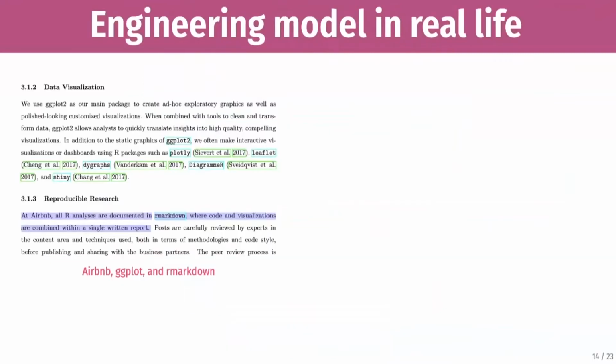So this does happen in real life. This is not just something that academics care about. For instance, Airbnb published a paper a couple years ago just explaining how they do all of their internal analysis. What they mentioned is they do all of their analysis in a thing called R Markdown, where they have the code and visualizations all combined with a report. And then they can click on a button and generate new reports for different departments.